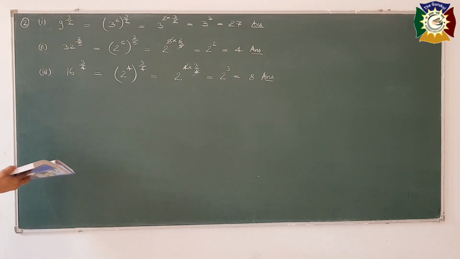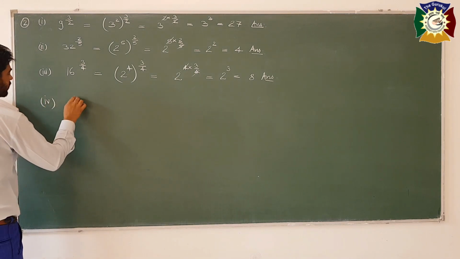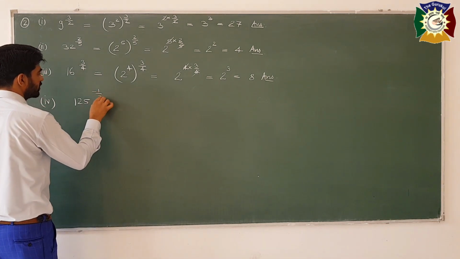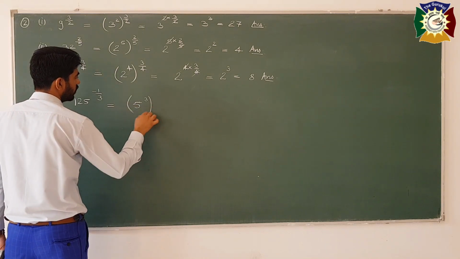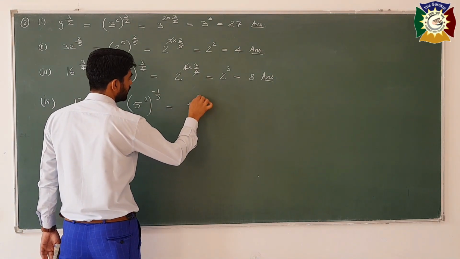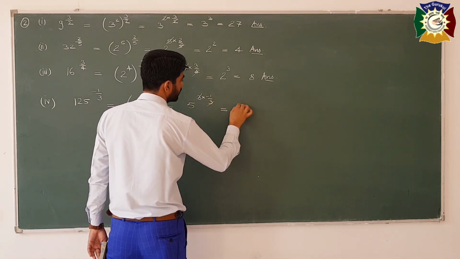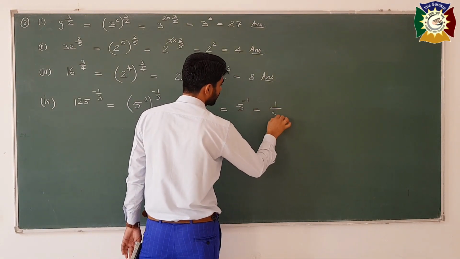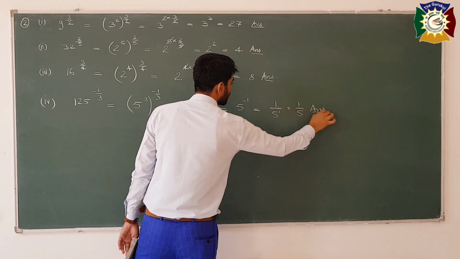Next we have 125 to the power minus 1 by 3. So I can write it as 5 to the power 3 whole to the power minus 1 by 3. It is equal to 5 to the power 3 multiply minus 1 by 3. 3 will get cancelled. It is equal to 5 to the power minus 1, and 5 to the power minus 1 can be written, if you take the reciprocal, as 1 upon 5. So that's the answer.